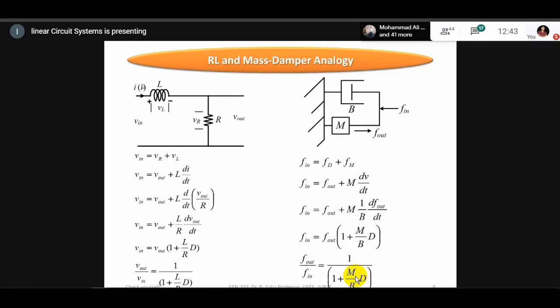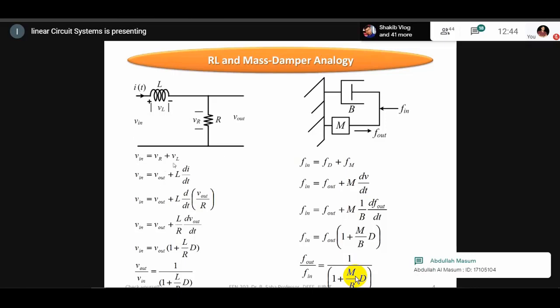Now the RL circuit on the left side and the mass damper analogy on the right side. In the same way as in the series circuit, but what is important is the location. Here we use the inductor, but we are taking the voltage across the resistance. No one should write R with the source and the inductor on the output side, then the circuit will not work. Understand?